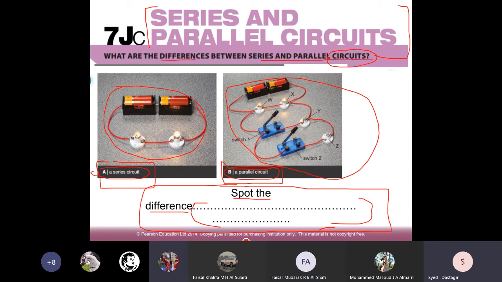The difference is in the series circuit. When you connect it to the battery, the light shines continuously, but in the parallel circuit, you can turn the light on and off.